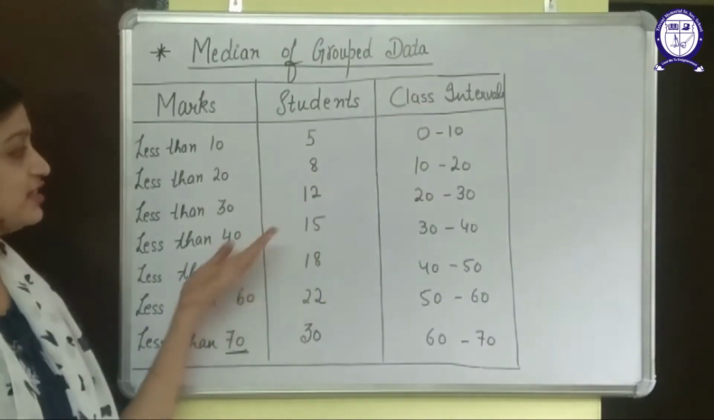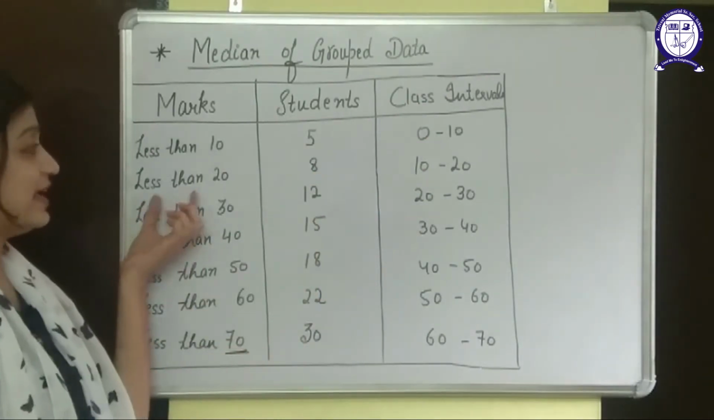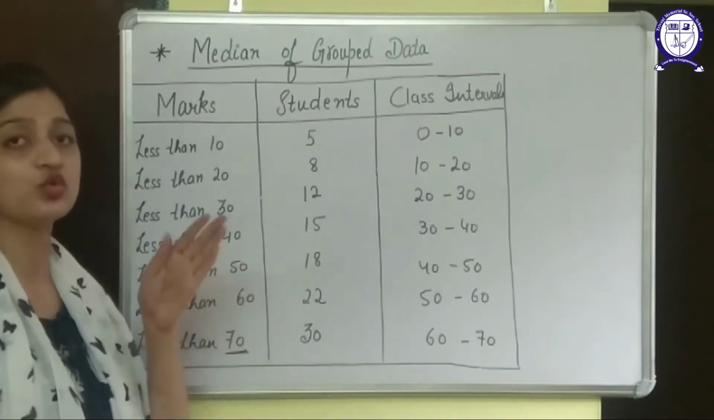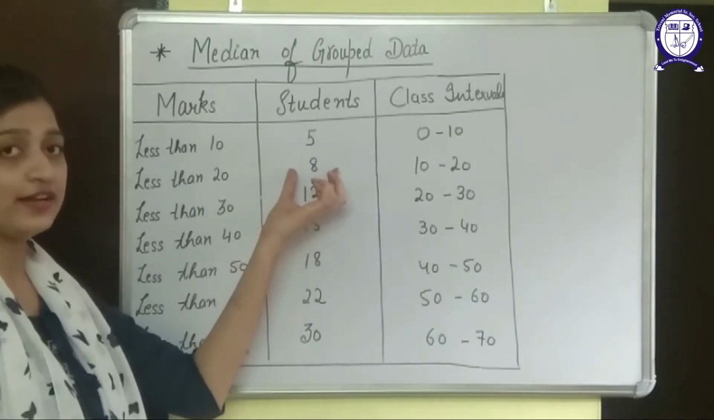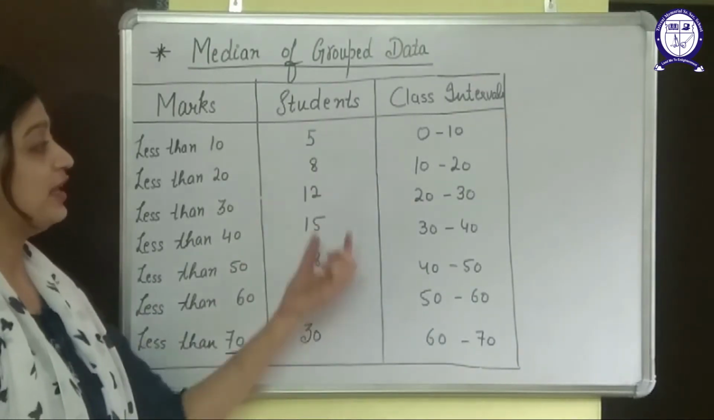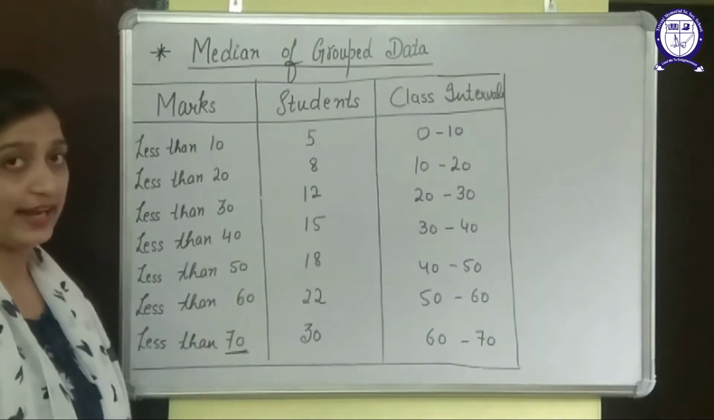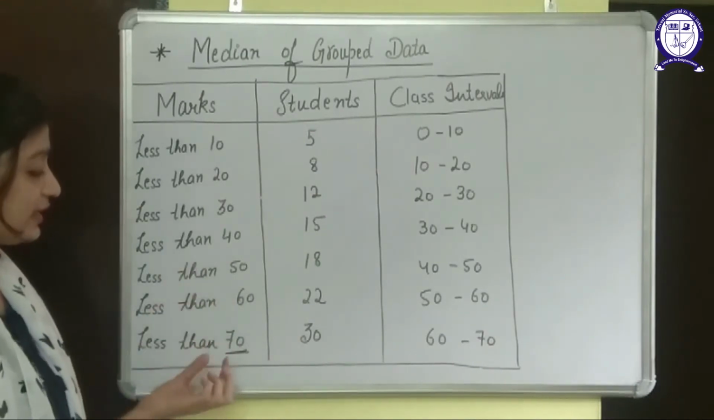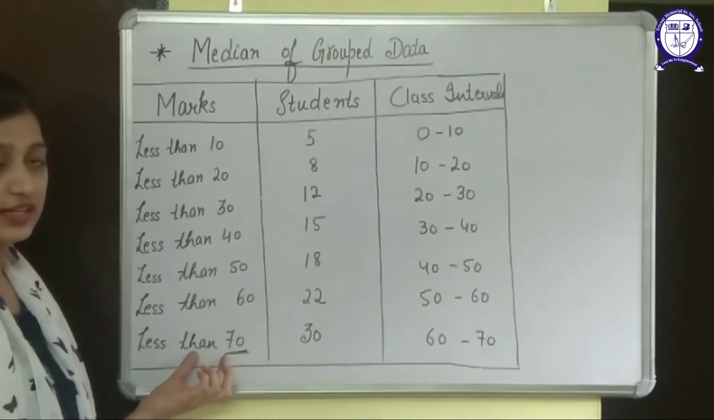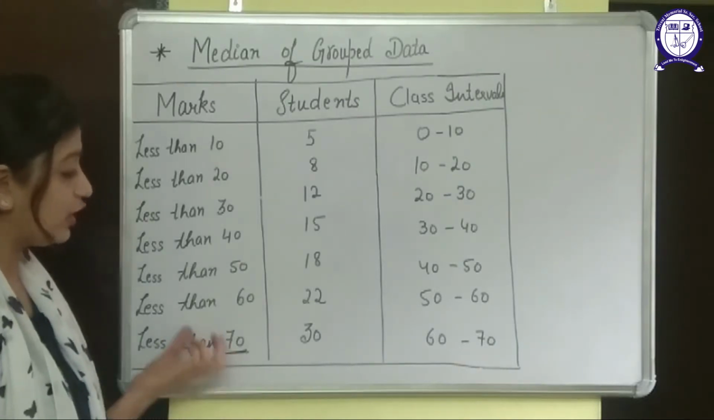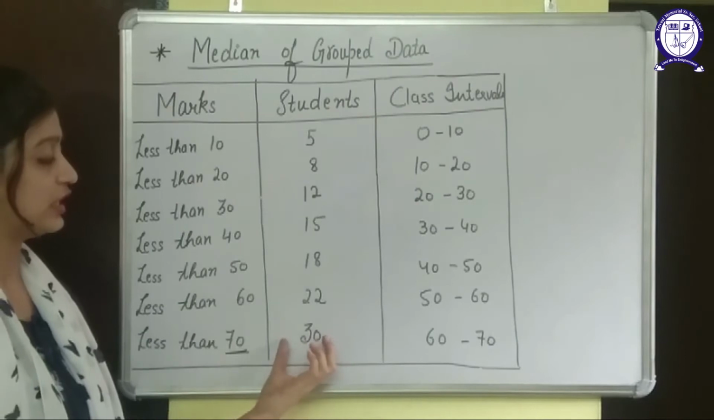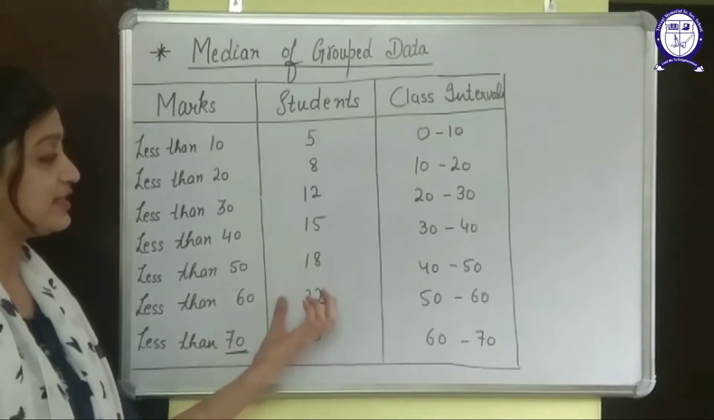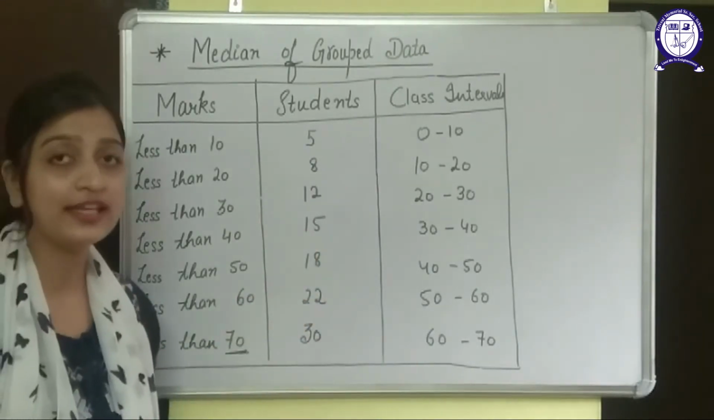But ignoring that and just looking at these two columns, less than 20 means all the numbers which are less than 20. That is from 0 to 20. So this 8 already includes 5 also. Similarly, this 12 includes this 8. Then this 15 includes this 12. Now you can see that in less than 70, it will be from 0 to 70. So it will include all the numbers. So this 30 includes all of them. So 30 includes 22 in this case. So you can see that this is the pattern of cumulative frequency.